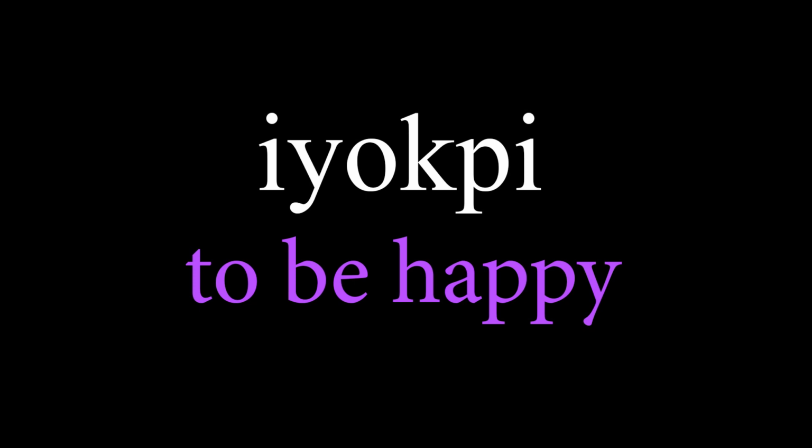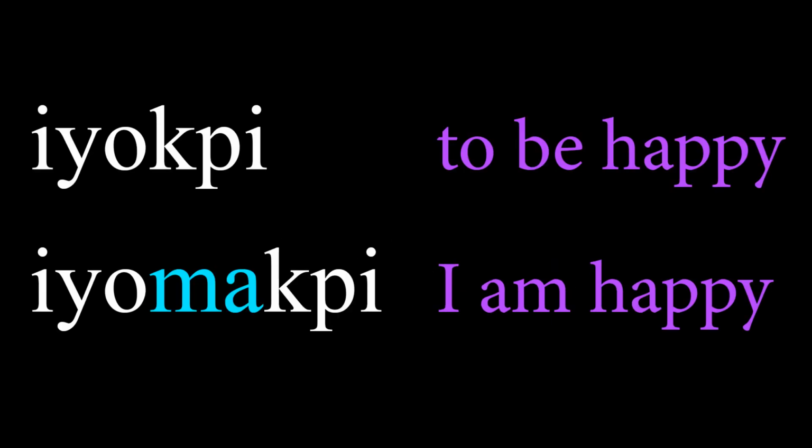Okay, now let's conjugate this word. Now let's say I am happy. And that word is iomakpi. You can hear the accent is still on the second syllable. Iomakpi. And look at the difference between the two words. All we added was a ma. M as in mother and A. You see where that is? It's right in the middle of the word.